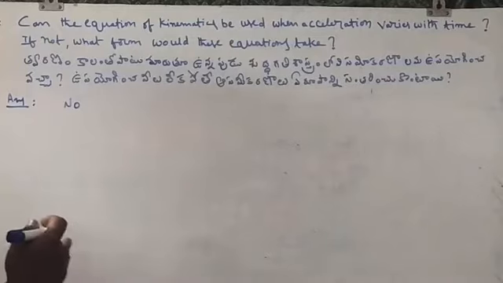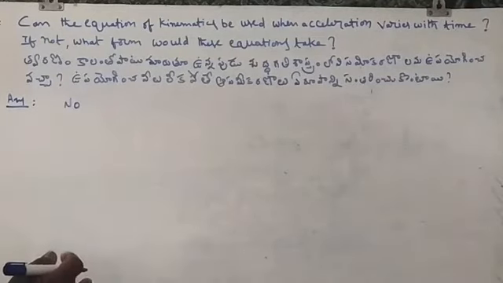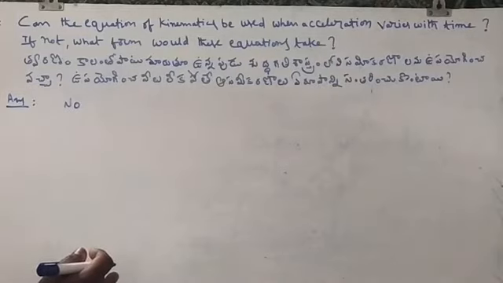Kinematical equations means v is equal to u plus at, the first kinematical equation. Second kinematical equation, s is equal to ut plus half at square. Third equation, v square minus u square is equal to 2as. And Sn is equal to u plus a into n minus half.